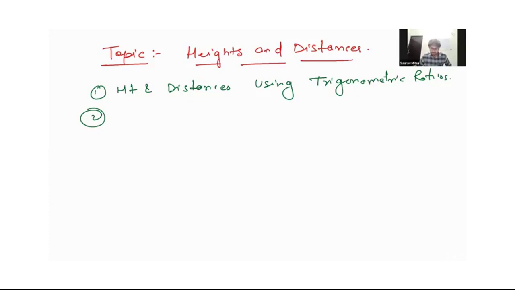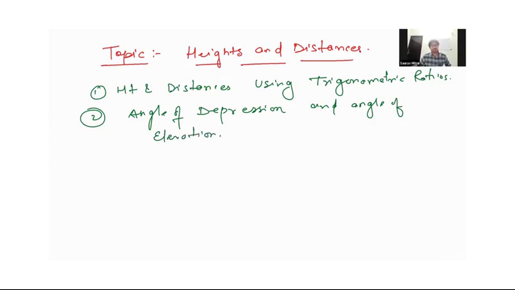And also in this we will see some words like angle of depression. We should be familiar with these words, angle of depression and angle of elevation. What do these words mean, angle of depression and elevation?